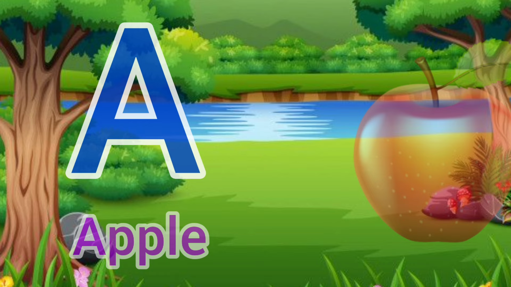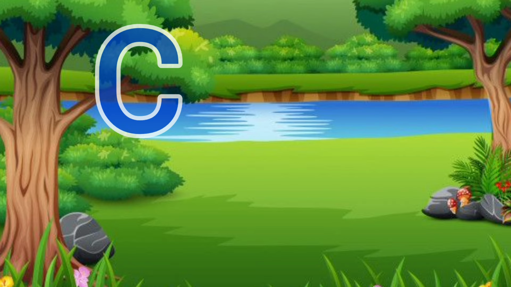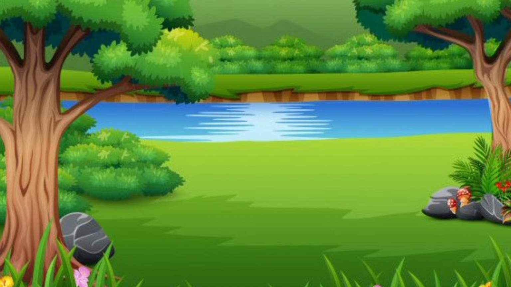A for apple. Apple means save. B, B for bear. Bear means bhalu. C, C for curd. Curd means dahi. D, D for deer. Deer means hiran. E, E for engine. Engine means engine.